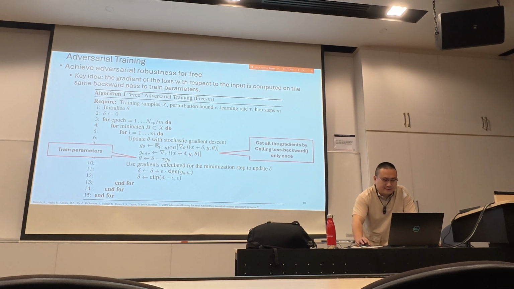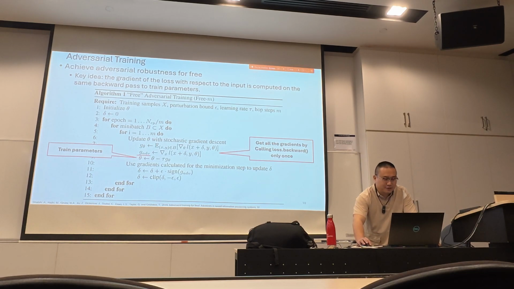However, here the key trick is that when we calculate the gradient with respect to the parameters, that is where we call loss.backward. That's when we call backpropagation. When we call backpropagation, we get all the gradients. The gradients include the gradients with respect to the parameters, and also the gradients with respect to the input. So they can be obtained in just one pass. This is implemented in PyTorch. Therefore, we can save the adversarial gradient.